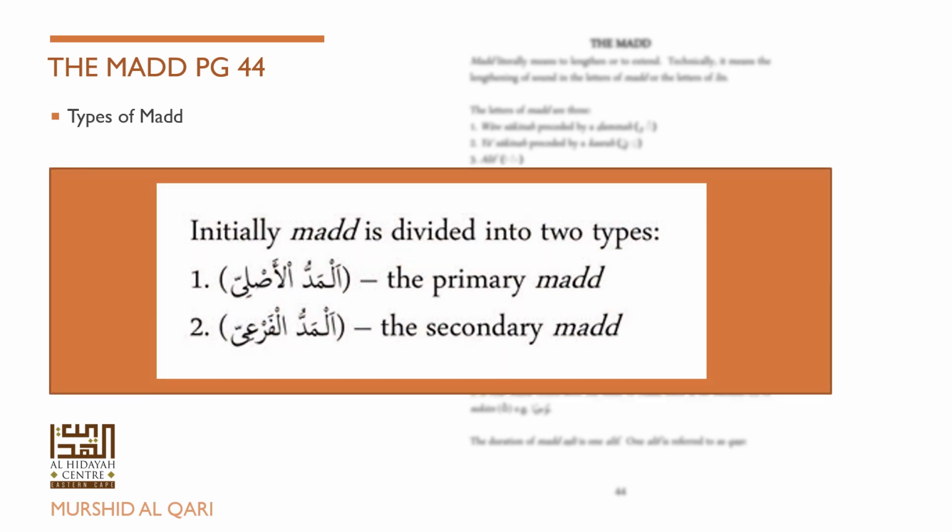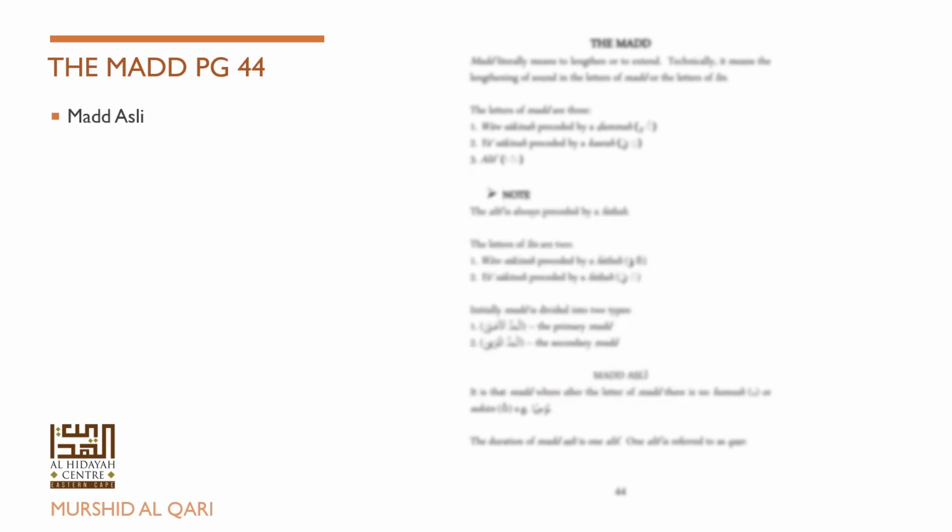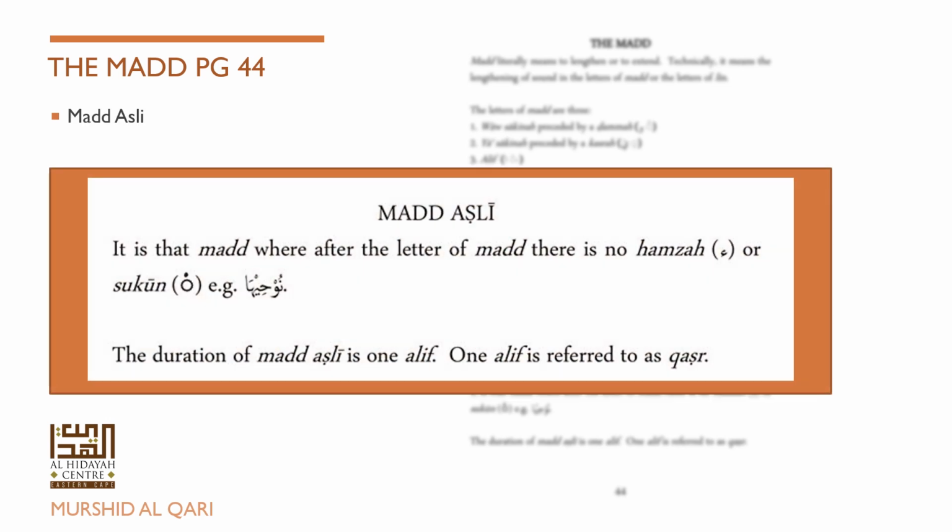Initially, mad is divided into two types. Al-mad al-asli, the primary mad, and al-mad al-far'i, the secondary mad. Mad asli is that mad where after the letter of mad there is no hamza or sukoon. Example, nuhiha.